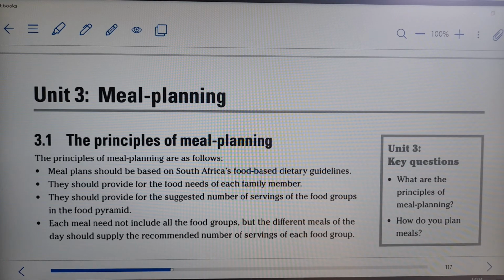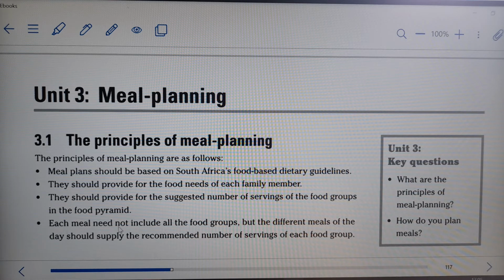Okay, and we look at meal planning. The principles of meal planning are as follows. Meal plans should be based on South Africa's food-based dietary guidelines that we learned about in unit number 1. They should provide for the food needs of each family member. They should provide for the suggested number of servings of food groups in the food pyramid.